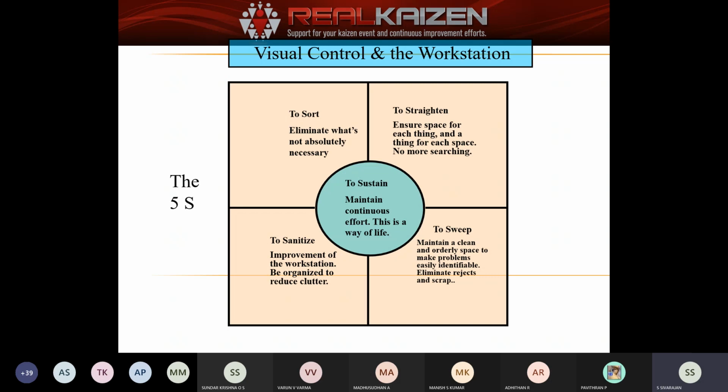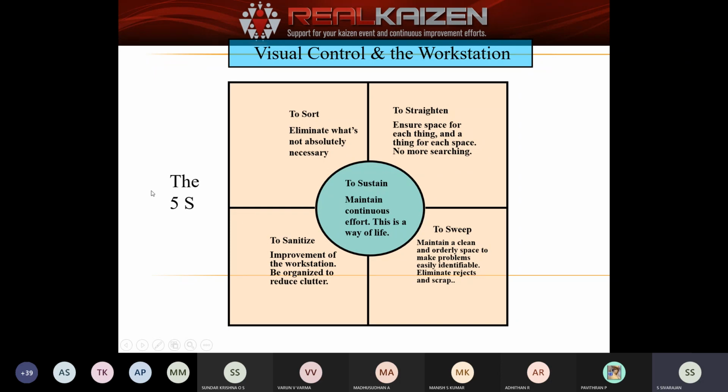So the fifth S, sustain, which is in the center, is nothing but maintaining the continuous effort. All these things have to be maintained, because, for example, here I'm telling you, one worker will come, take the tool, and not keep it back in its place. So that is called sustaining. All the tools are going to lie in one place. The worker takes the tool, and after completing, he has to bring it back to the same place. Otherwise, the other person is going to search for it. So this is called sustaining.